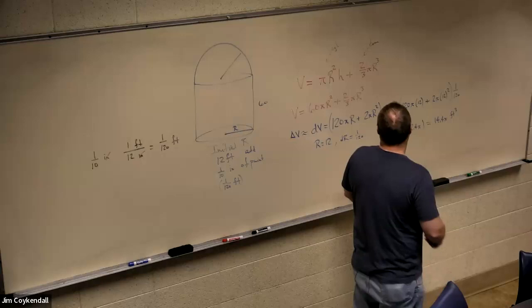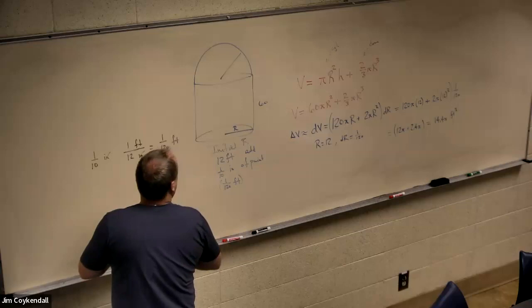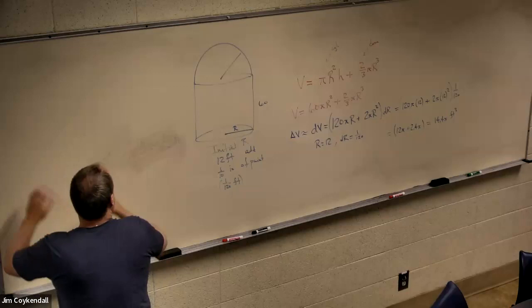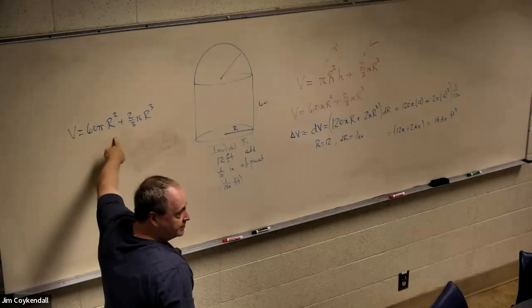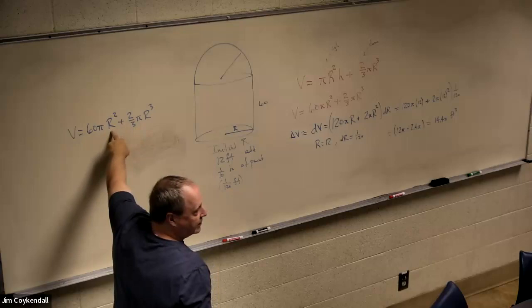So let me, so here's what we have. The original function was V equals 65 R squared plus 2/3 R cubed, right? So this is like a cubic with a quadratic. It's a cubic function, but you get that quadratic. Well, right? Now, we've already taken the derivative of this.